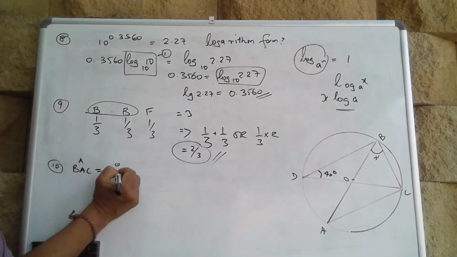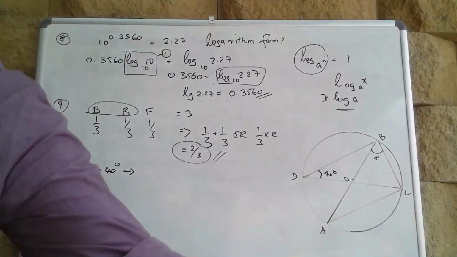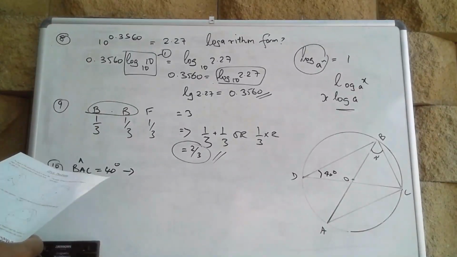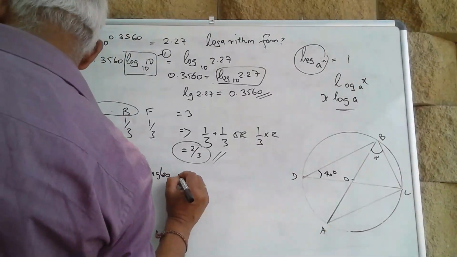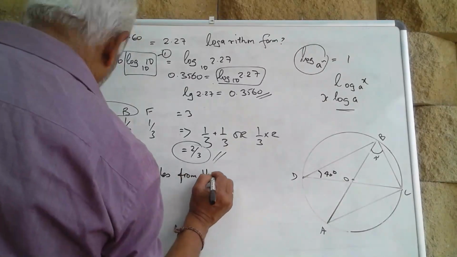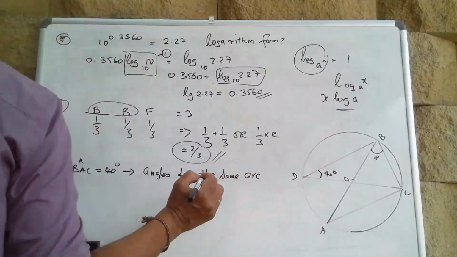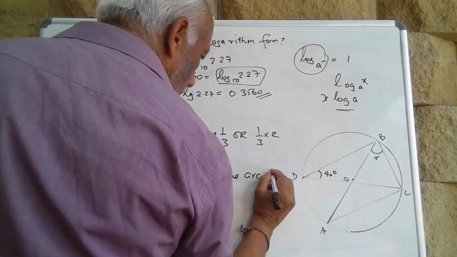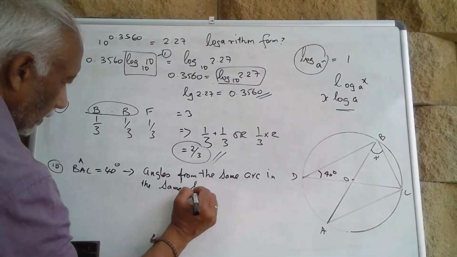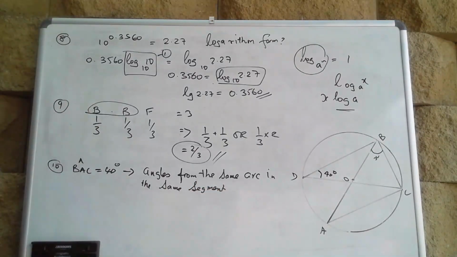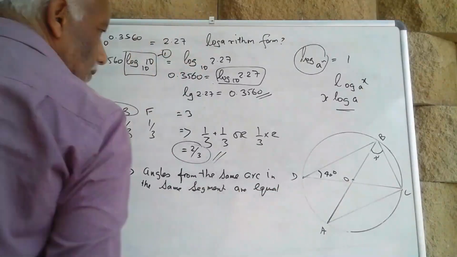The rule is, if you want to know the rules, I can write the rules. Angles from the same arc in the same segment are equal. So probably you have to write this. So that will be 40 degrees now.